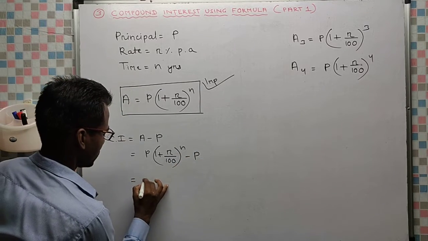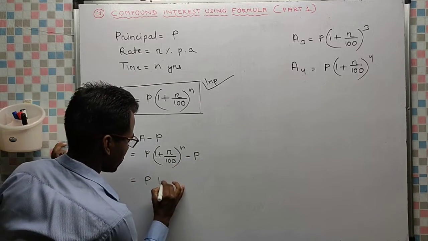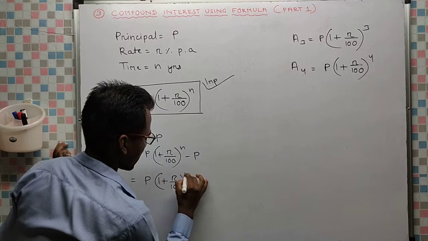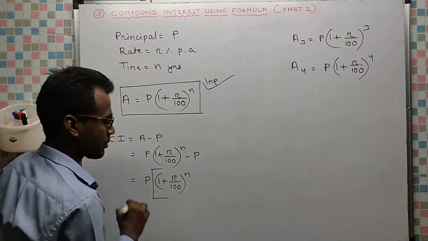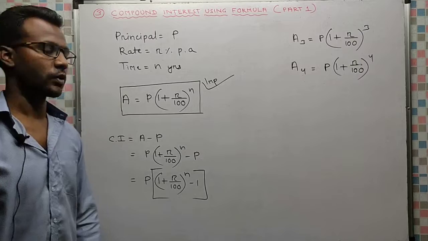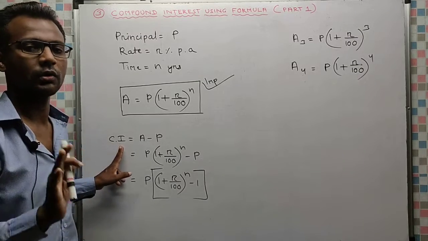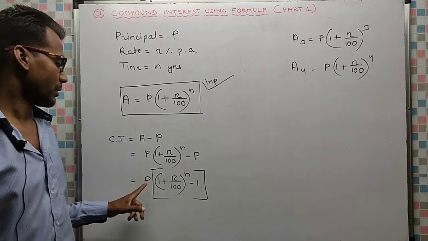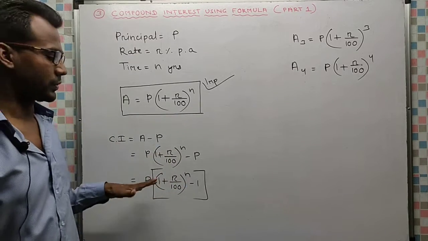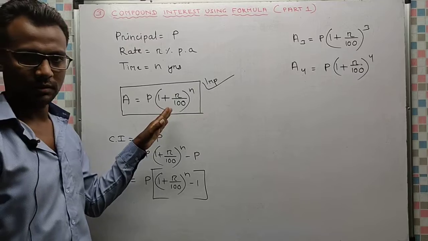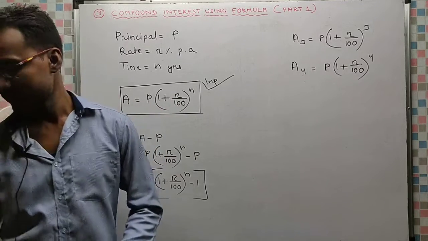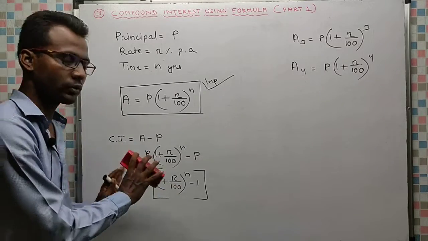You can take P common. So 1 plus R by 100 power n, P is common, minus 1. So the formula for compound interest, directly you can calculate compound interest using this formula, P into 1 plus R by 100 power n minus 1. But I will advise you not to use this formula. This one formula is sufficient for this chapter. So I am erasing this one because I am not going to use this one.